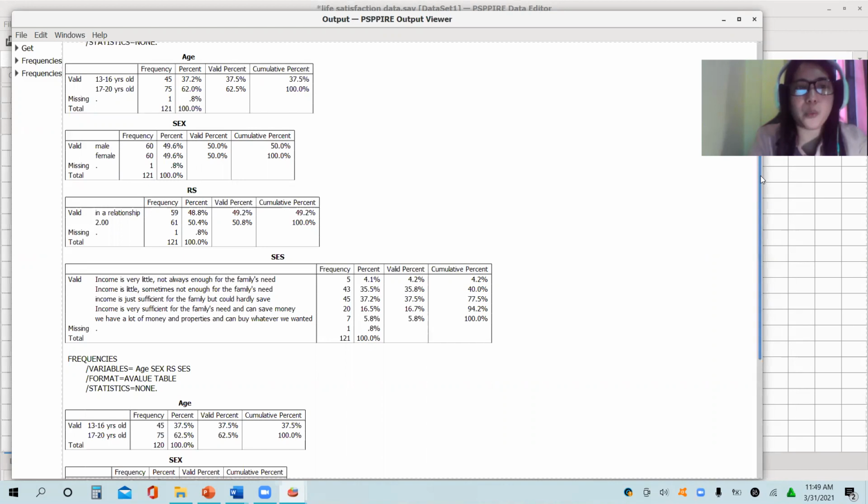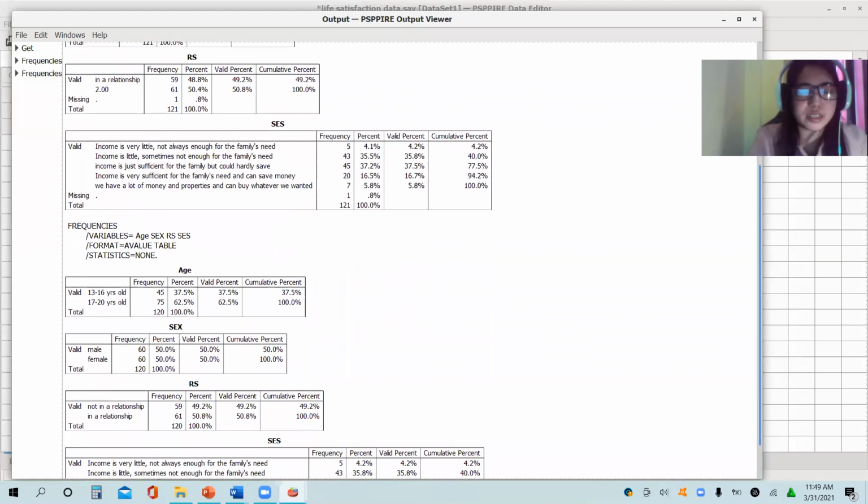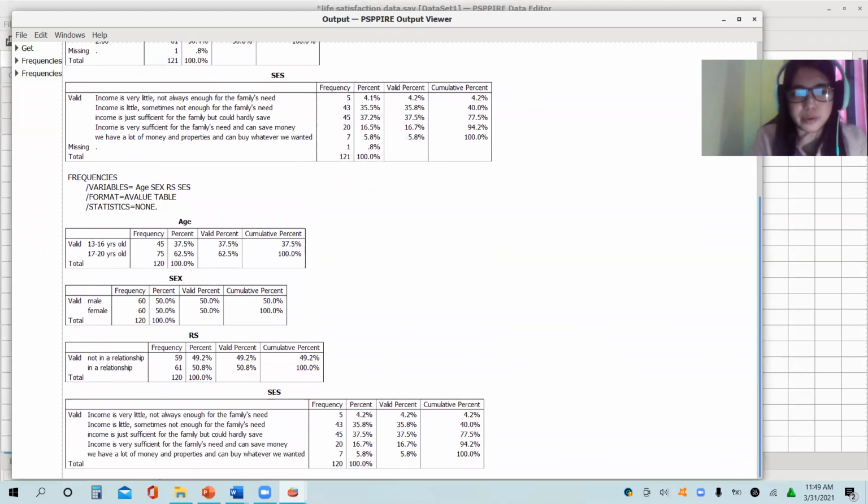But we know that our number of respondents is only 120. That's why we have to go back. So this is now our table for the age, sex, relationship status, and socioeconomic status. So we were able to obtain the frequency and percent.